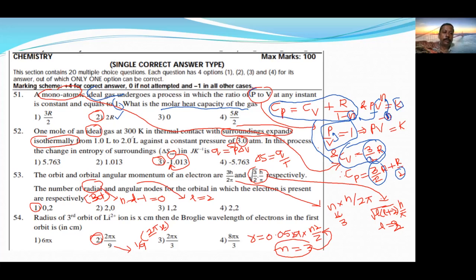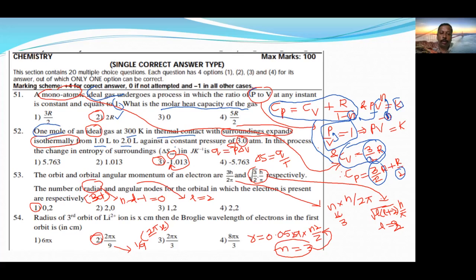Okay, now let's do the second question. To reduce the time, the questions are already given to you and most of the answers are already explained, so that we can complete it in the shortest possible time. We value your time and use technology to reduce study time, and we believe in smart study. Okay, so 1 mole of ideal gas at 300 Kelvin in thermal contact with surroundings expands isothermally from 1 liter to 2 liter against a constant external pressure.